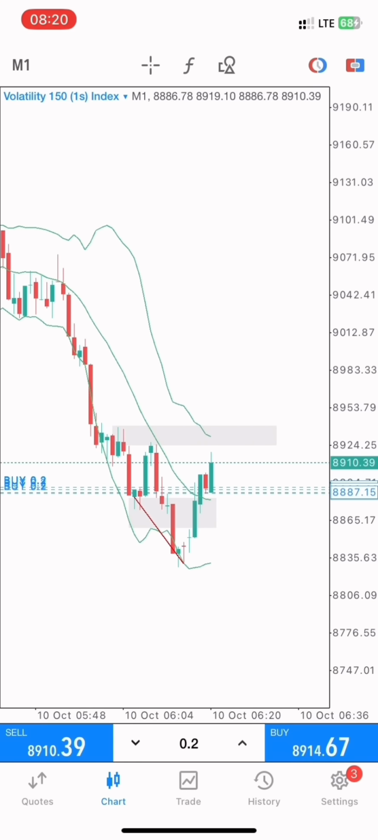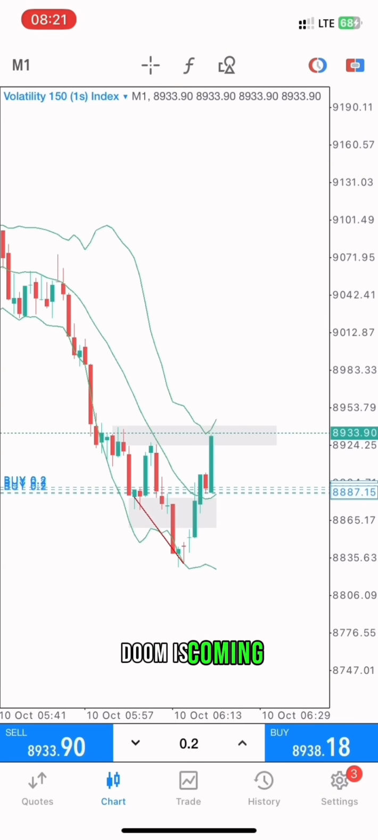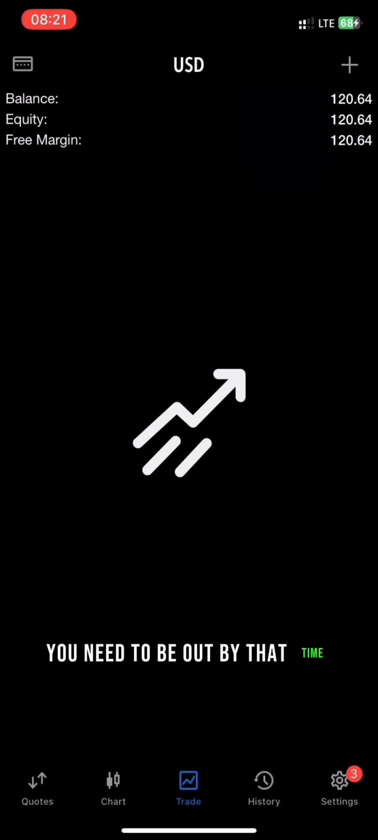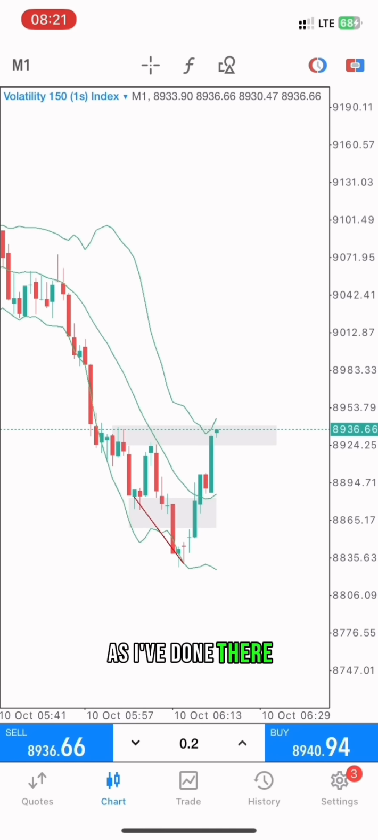As you can see, there isn't a pullback where I've entered here. It was a sharp entry, and it's going up to touch the top Bollinger Band part. When it touches the top Bollinger Band part, oh, doom is coming. It will sell, so you need to be out. You need to be out by that time, as I've done there.